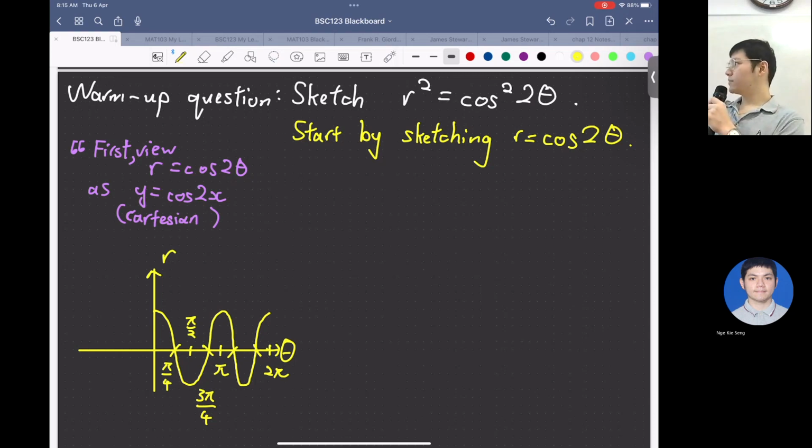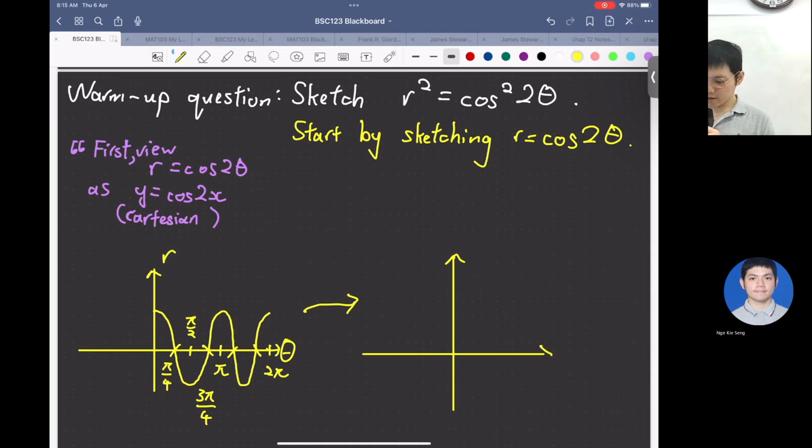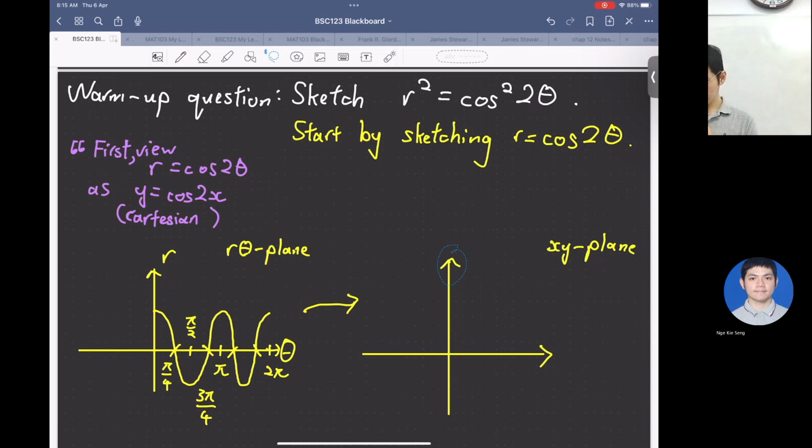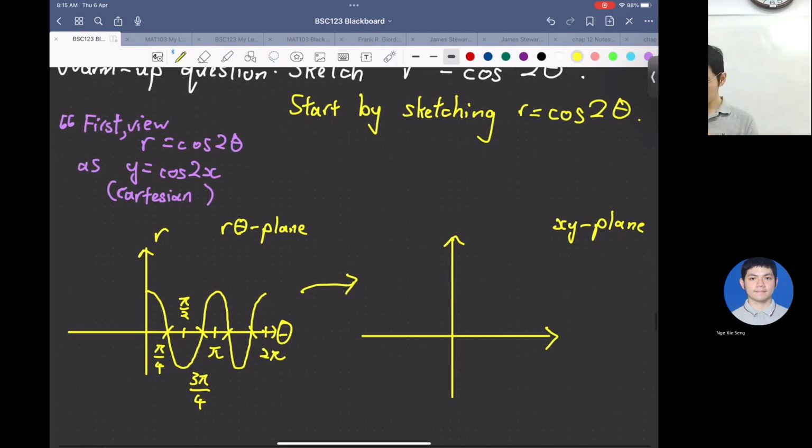So now the next job is to turn this into an xy plane. Let's be very clear here. Here is the r theta plane. Here is the xy plane. Let me draw the xy axis first, then later I'll remove the xy axis. I prefer the xy plane because I feel more at ease on it.